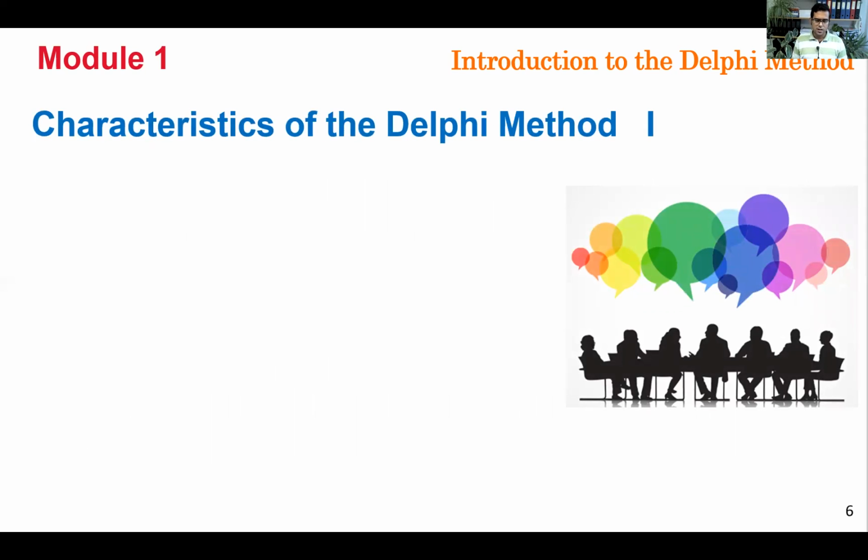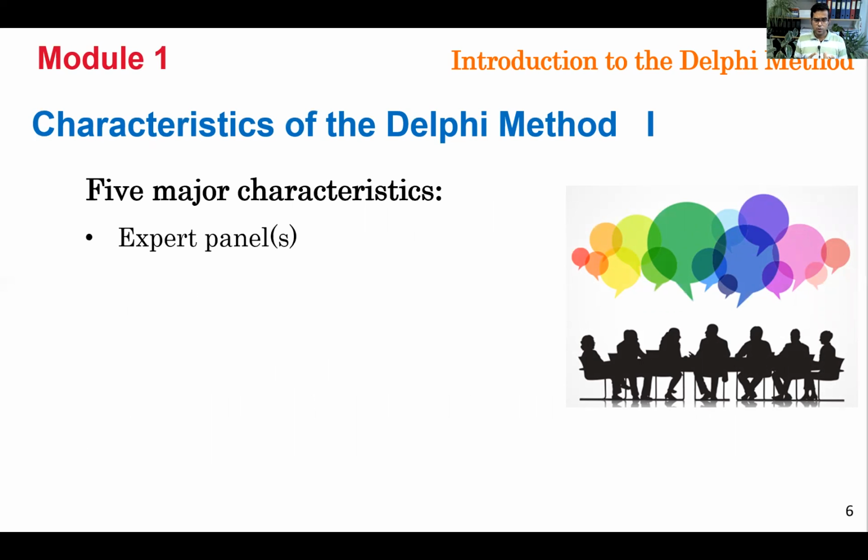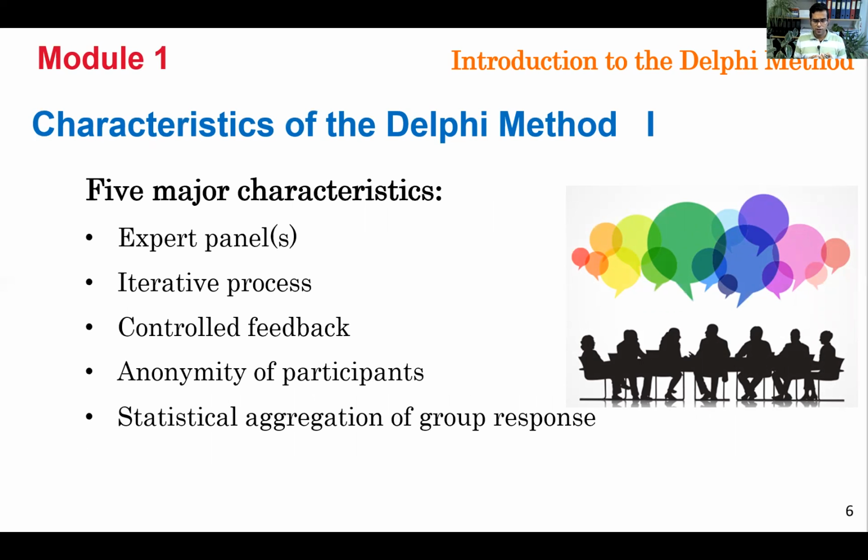Now, characteristics of the Delphi method. There are 5 major characteristics of the Delphi method: expert panel, iterative process, controlled feedback, anonymity of Delphi participants, and statistical aggregation of group response. We will discuss them in detail next, since understanding them is important in order to conduct this study.